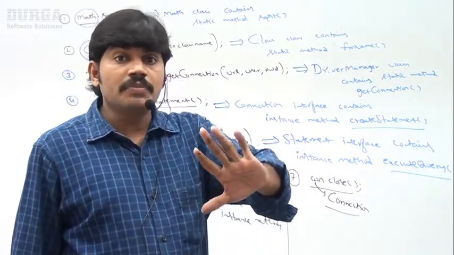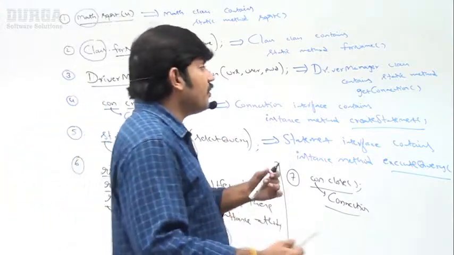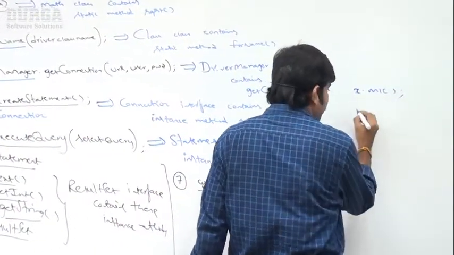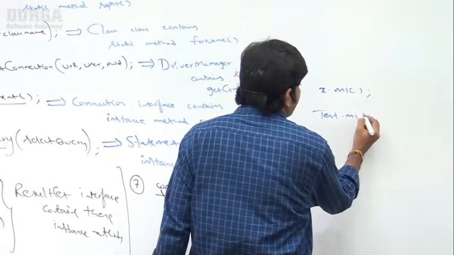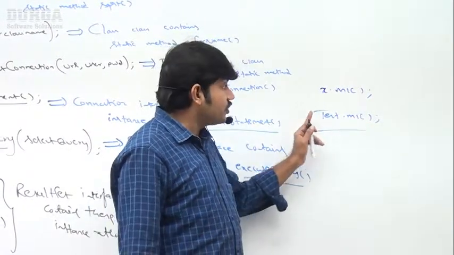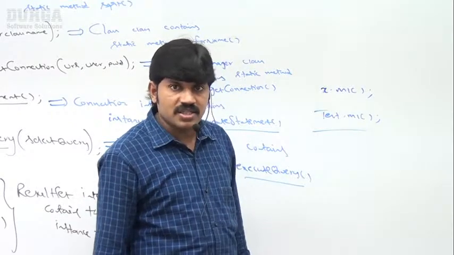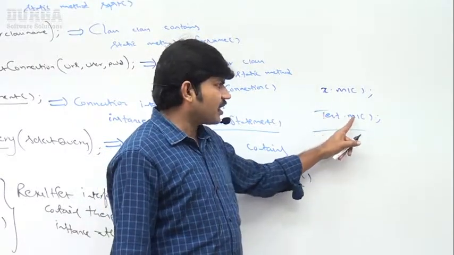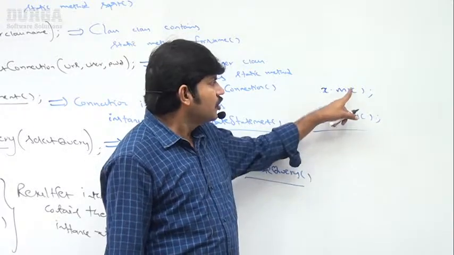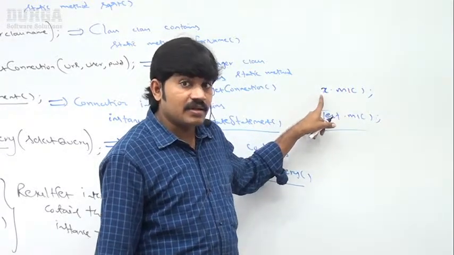Sir, in tomorrow's next videos, if I'm calling x.m1 or test.m1, don't ask which class contains the m1 method. Just by simply saying, you are calling m1 by using the class name, it is the static method present inside the Test class. You are calling m1 by using the x object.